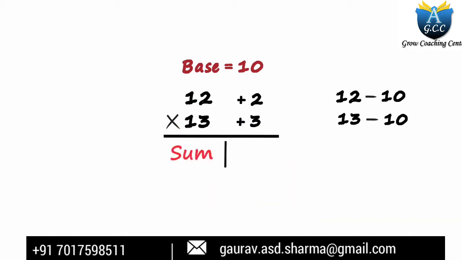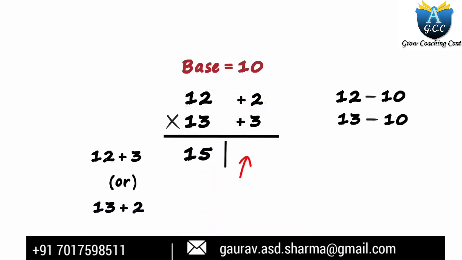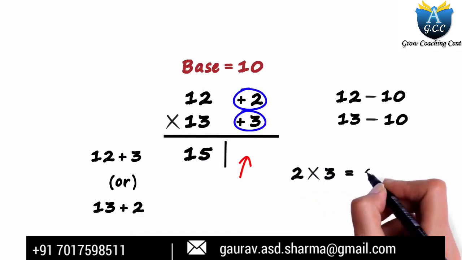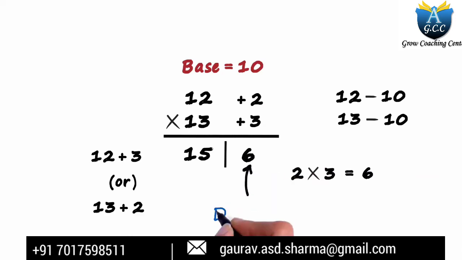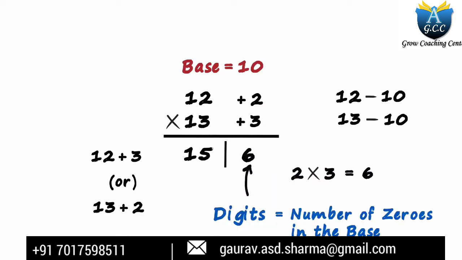On the left, we write the sum of any two of the diagonal numbers. And on the right, we write the product of the deviations. So on the left, it will be 12 plus 3 or 13 plus 2, 15. And on the right, we will have 2 times 3, which equals 6. So we write a 6 on the right. Remember, the number of digits on the right will be equal to the number of zeros in the base. 1 0, hence 1 digit. 12 times 13 is 156.